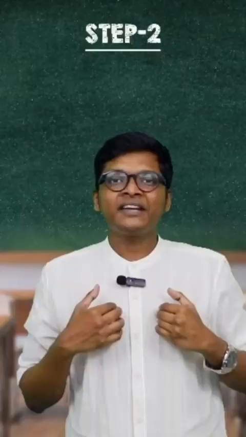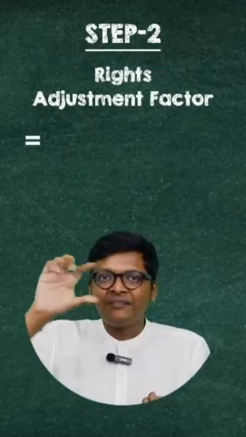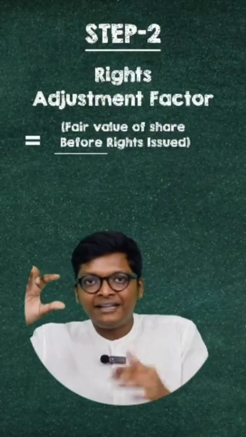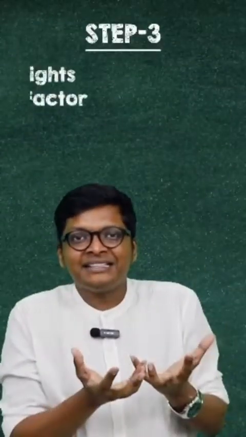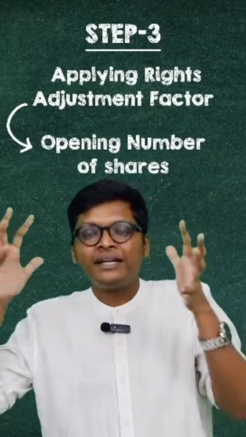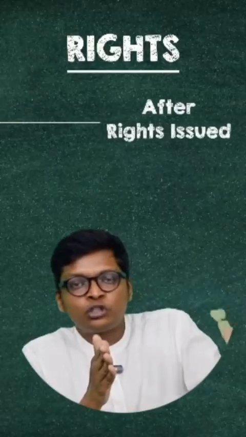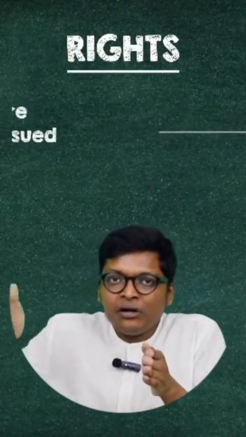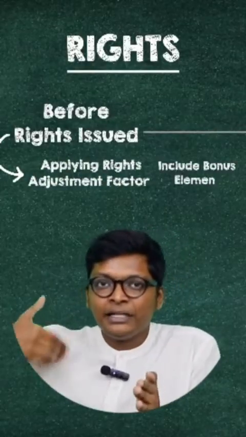Step number 2, we compute something called the rights adjustment factor. For that, we divide the fair value of the share before the rights issue by what you found in step 1, the theoretical ex-right price. Step 3 is applying this rights adjustment factor to the opening number of shares, opening WANES, so you will find the number of shares with the rights element, and step 4 is to compute the whole WANES. The whole idea in rights is that after the rights issue we don't make any adjustment. Before the rights issue happened, for those shares we apply this rights adjustment factor and include the bonus element. These are the 4 steps in a rights issue.